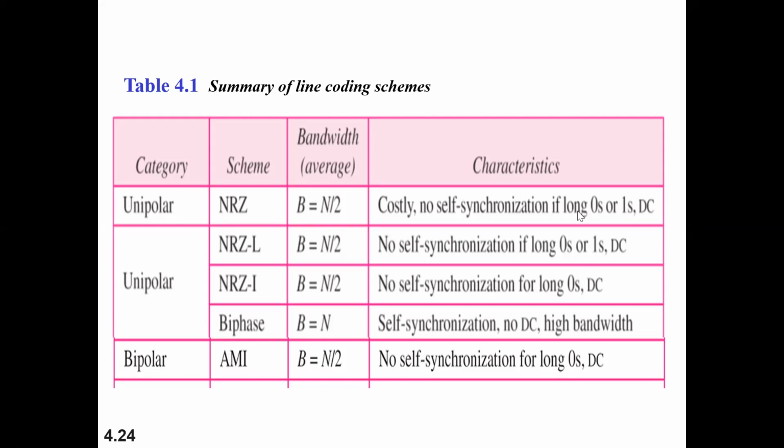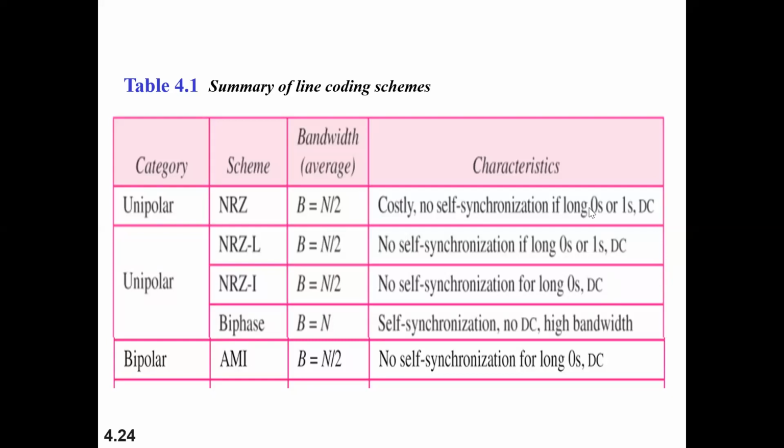So that's why, in order to maintain this, one person will always be necessary to monitor it. That's why it is costly, and it supports a DC component. Whereas with respect to polar, non-return to zero level and non-return to zero inverted, both will require the same thing.